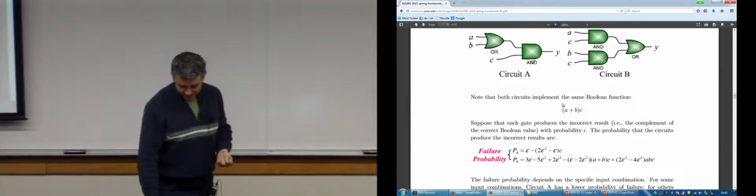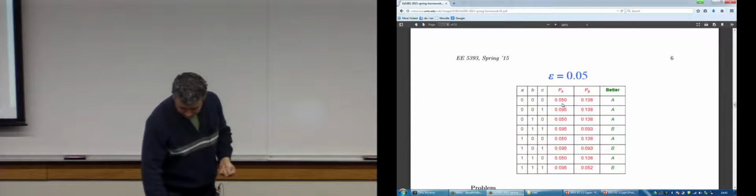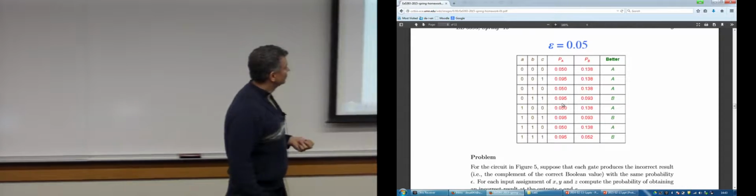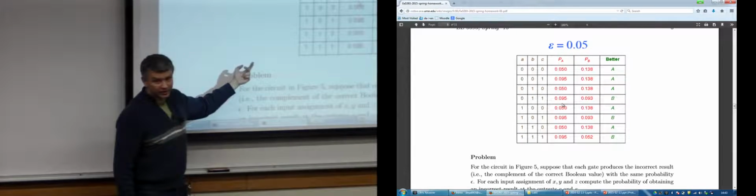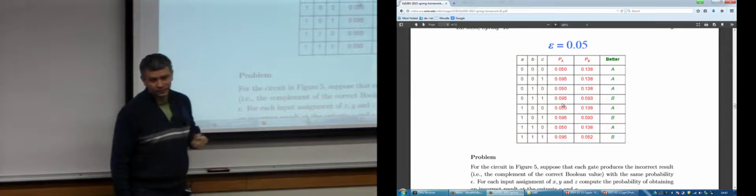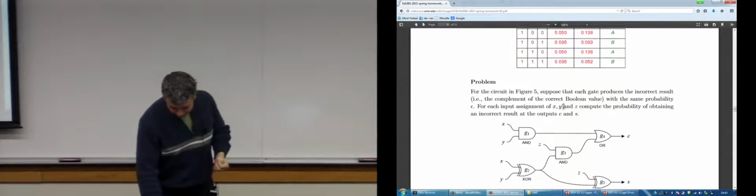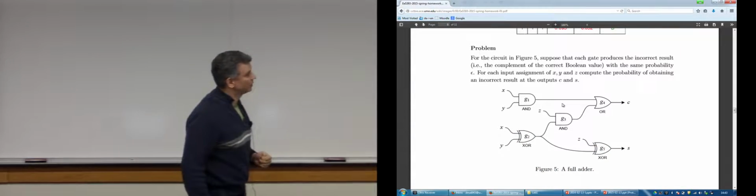so that circuit was tricky enough. And here are the results in terms of plotting the values for different input combinations and the probability of failure in a comparison of A versus B. Now, what I ask you to do is to do exactly the analysis that I do on that small circuit for a slightly bigger circuit, this one here.